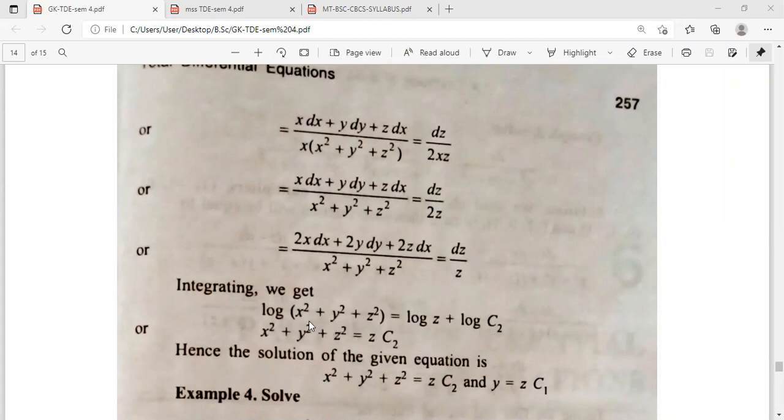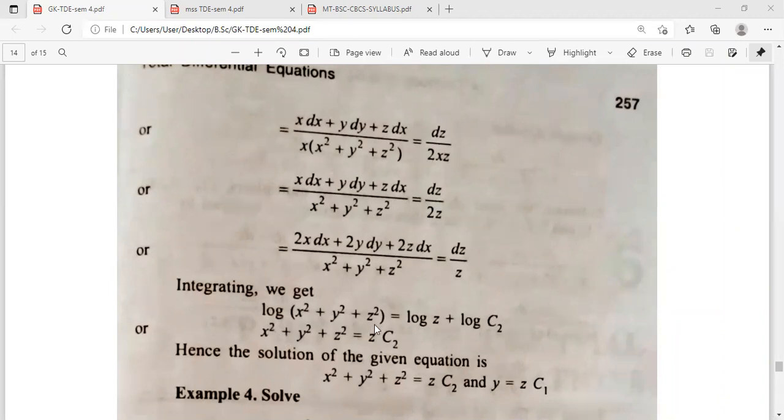Now again the same way, log is there on this side, here also log is there. That's why the constant is also written as log c2 here. Now log m plus log n you can write as log mn, but you are writing it as c2. And removing log on either side, you can get this. So this is the way how to find out.